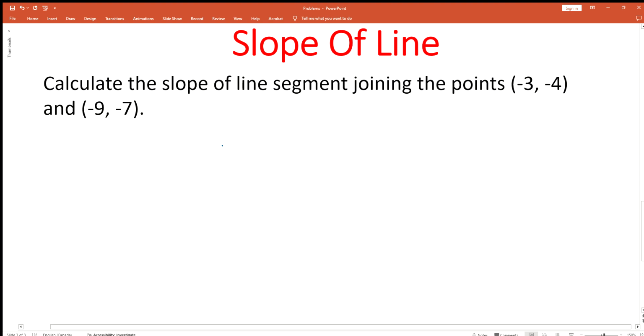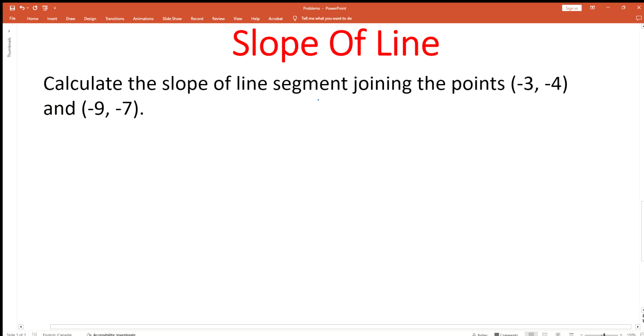In this video, we'll calculate slope of a line. As per the problem, calculate the slope of line segment joining the points -3, -4 and -9, -7. In this problem, we are given 2 points that are joined by the line segment. We can calculate the slope of this line segment using the slope formula.